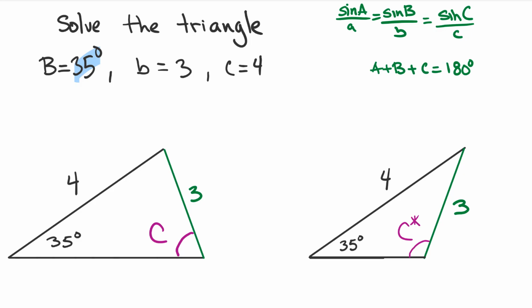Let's just talk about these two angles. C is less than 90 degrees. It's an acute angle. It's within the range of sine inverse, because sine inverse does not understand angles that are larger than 90 degrees. So our C star over here, that's greater than 90 degrees. Sine inverse would never be able to tell you what that angle is. You would have to use some work.